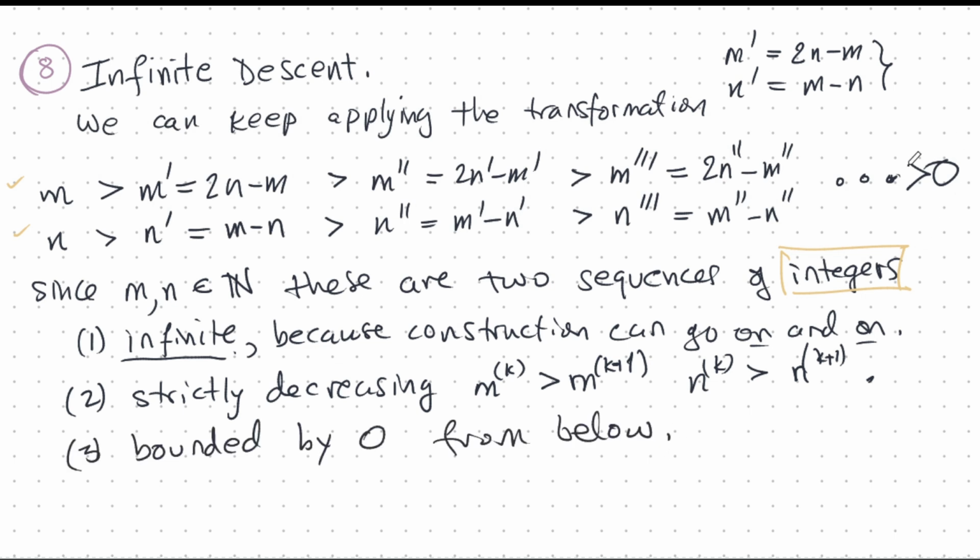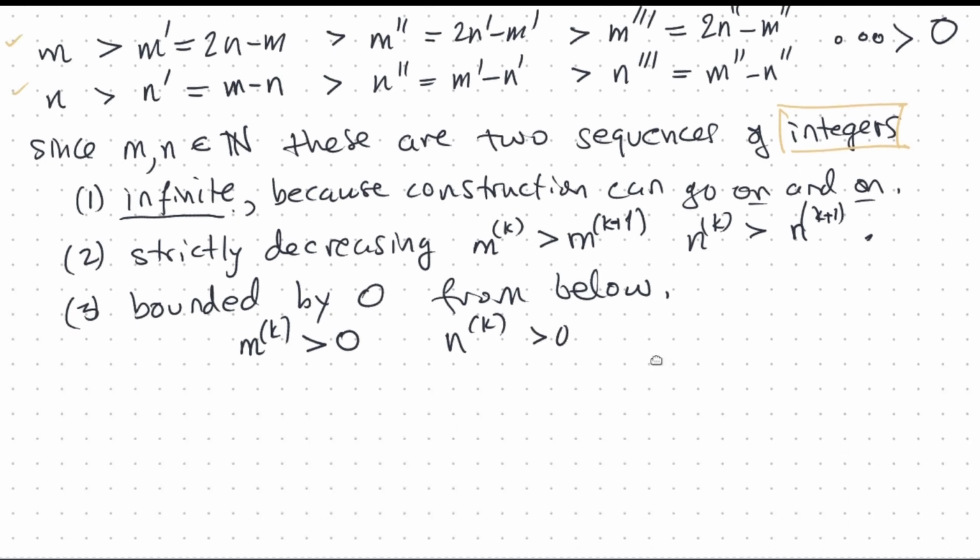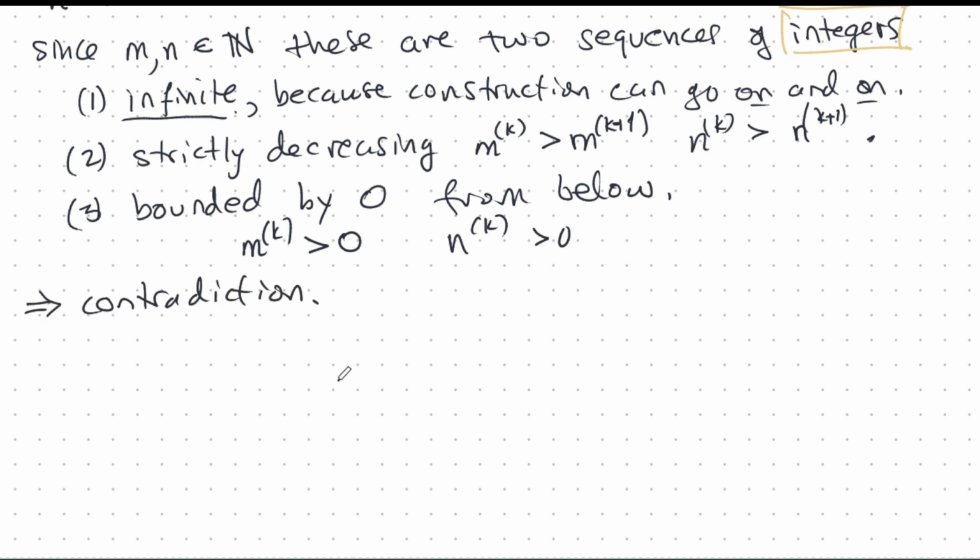And they're bounded by 0 from below. We proved this because we proved that every step in these constructions leads to positive integers, and this is n, and k is also positive. All right, so this is impossible. This is a contradiction. You cannot have a sequence of integers that's infinitely long and positive if you begin with an integer that's finite. Of course, these two are finite. So that's a contradiction, and this is infinite descent.